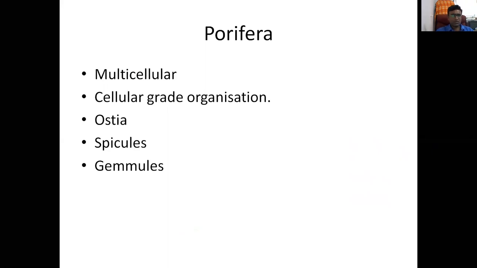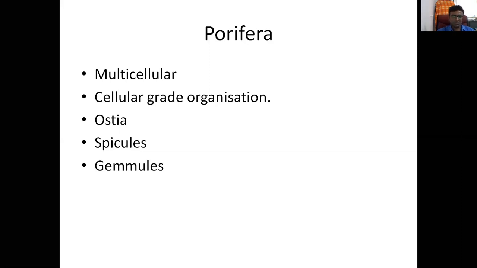The next phylum, that is the phylum Porifera. So as you all know, what is the common name of phylum Porifera? Hope you all know that they are pore-bearing organisms. Right. So poriferans, and they are commonly known as sponges, right? Sponges. So these are the first group of multicellular organisms, right?